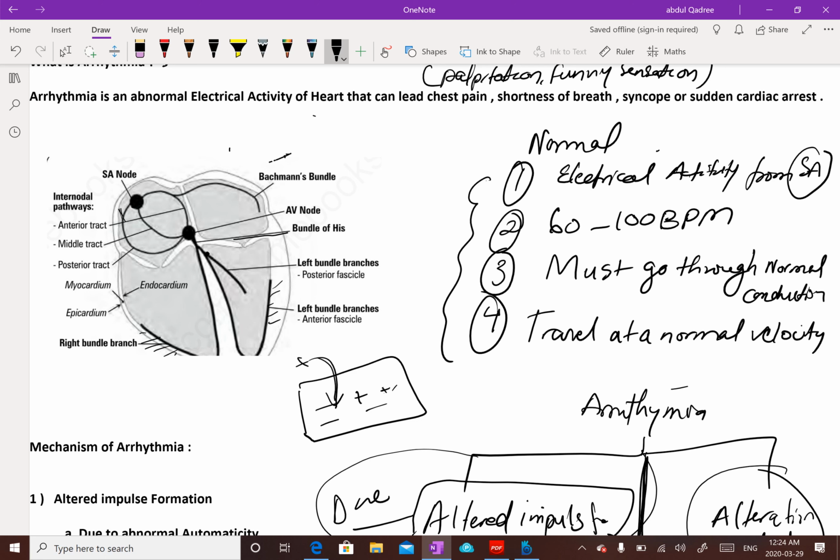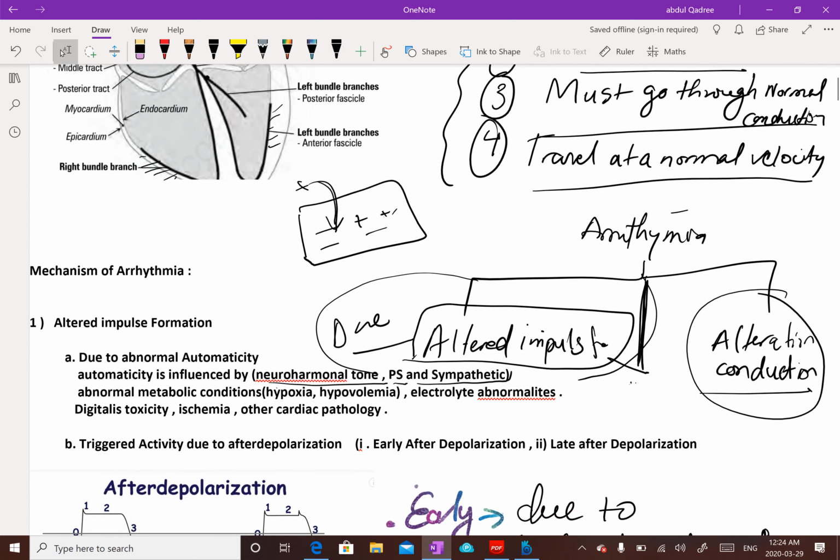In order for the heart pacemaker to have a normal rhythm, the following must be met. Electrical activity from the SA node must be generated. That's the pacemaker, 60 to 100 beats, and it must go through normal conductance and travel at a normal velocity, and that's called normal rhythm. Abnormal rhythm or arrhythmia is divided into two: altered impulse formation and altered conduction.